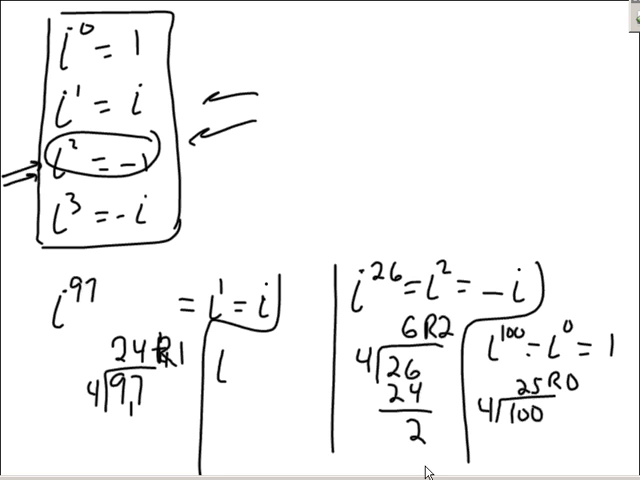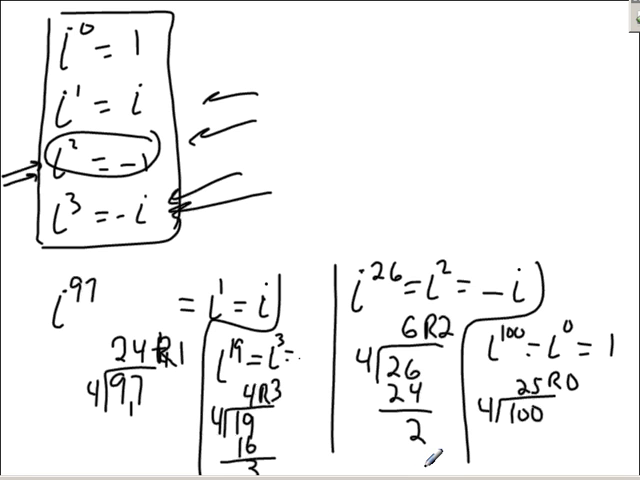Okay, if you have i to the 19, you do 4 into 19, goes 4 times, used up 16, 3 remainder. The remainder is 3. So i to the 19 is i cubed. But i cubed is negative i. You must know those 4 in the top left. You must know those 4. At least be able to figure it out.